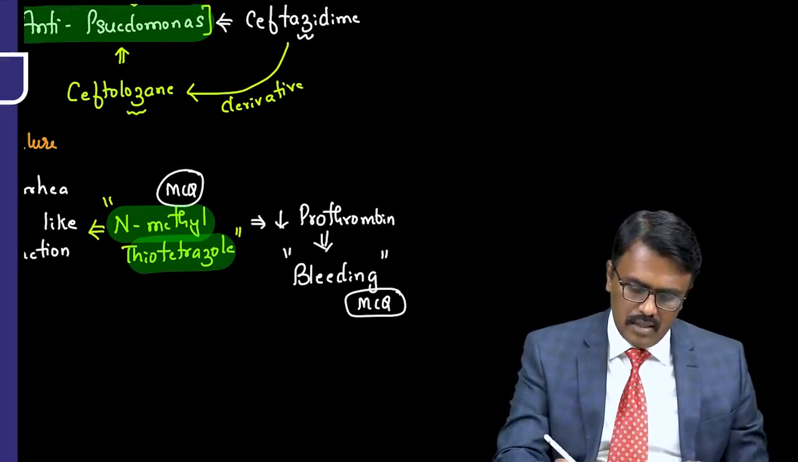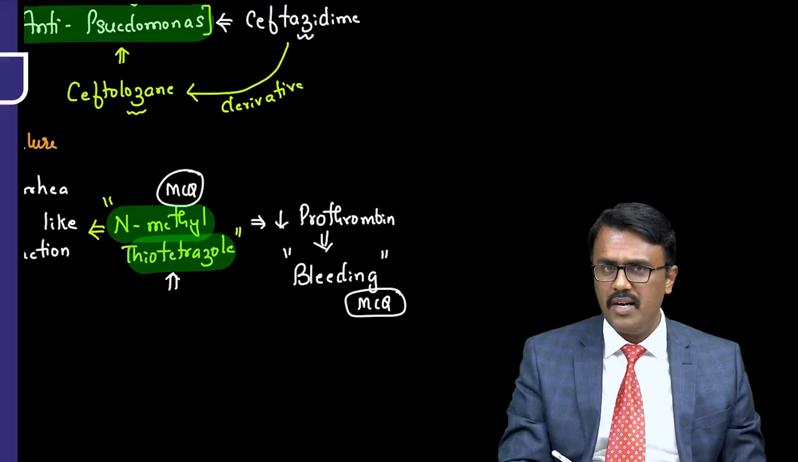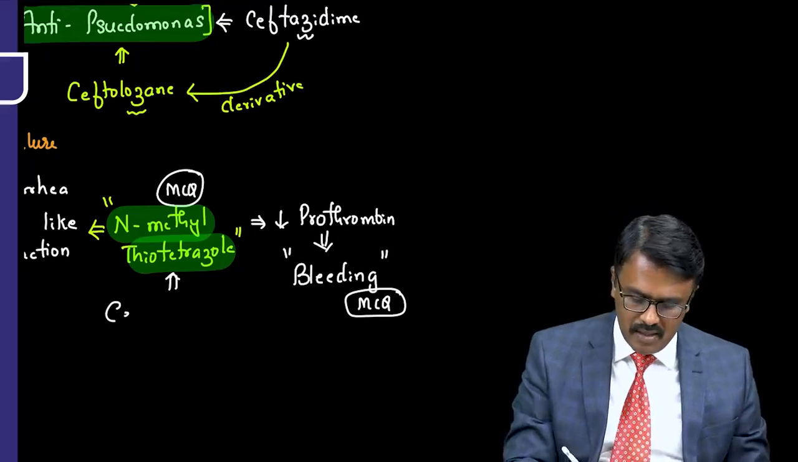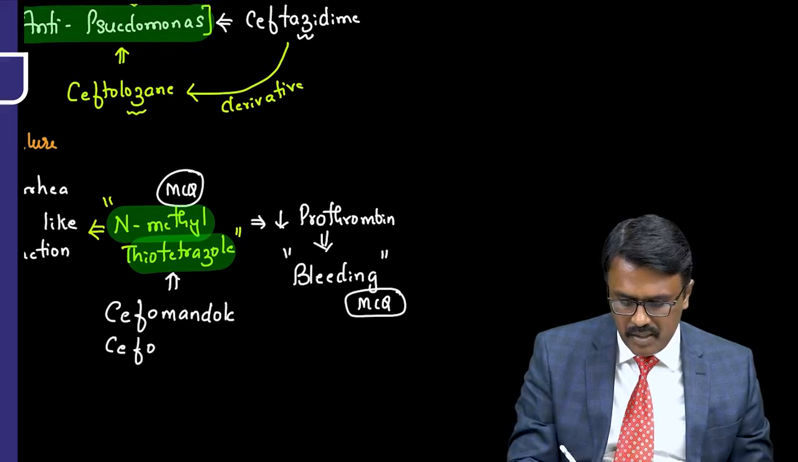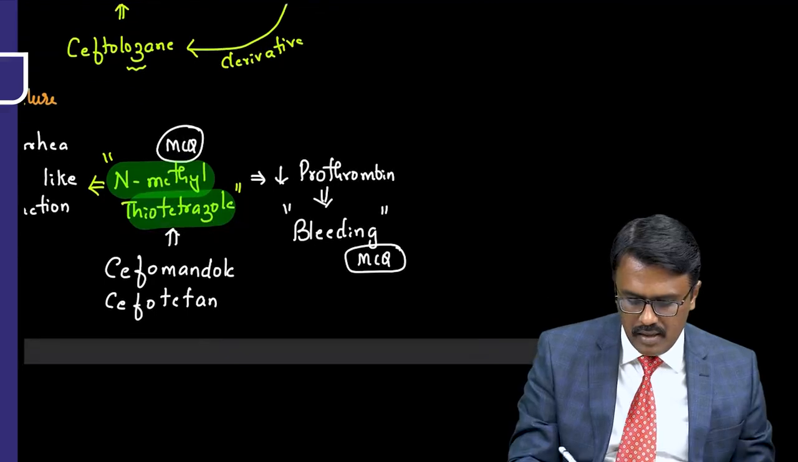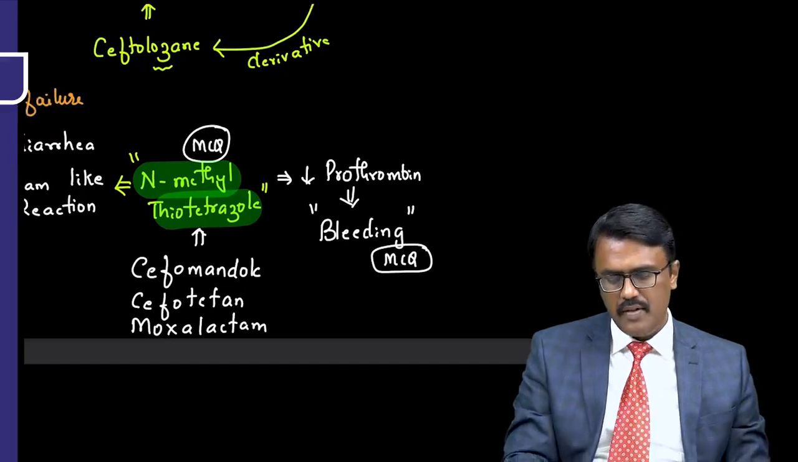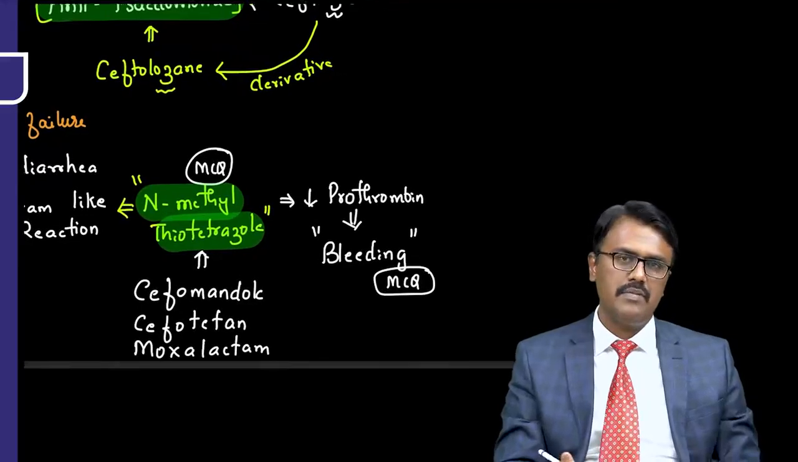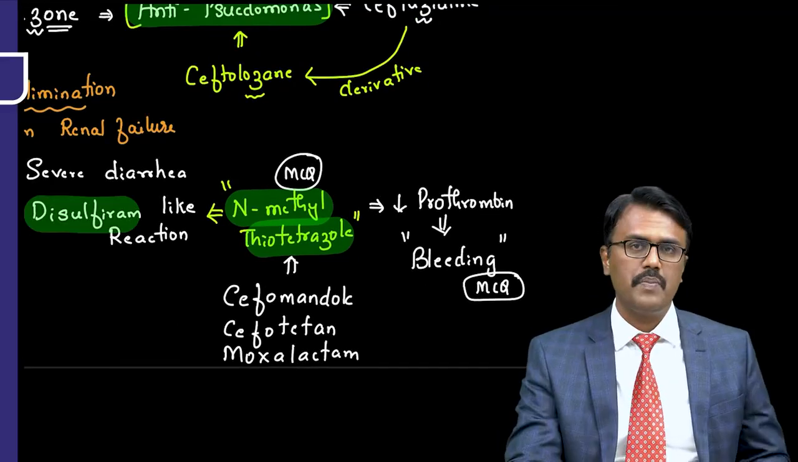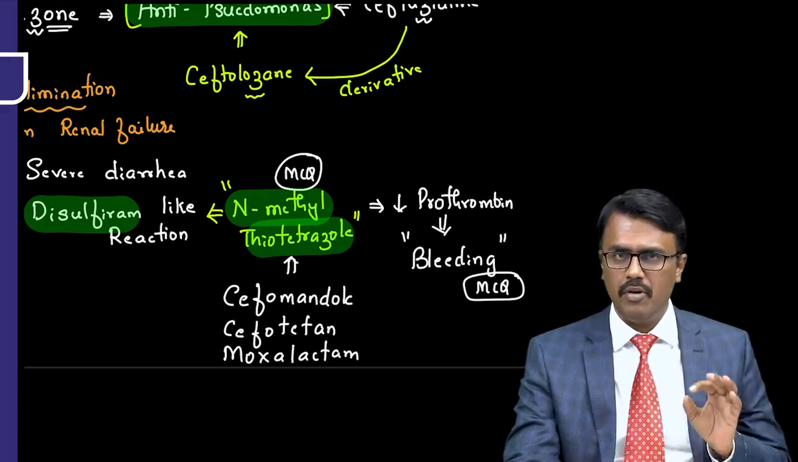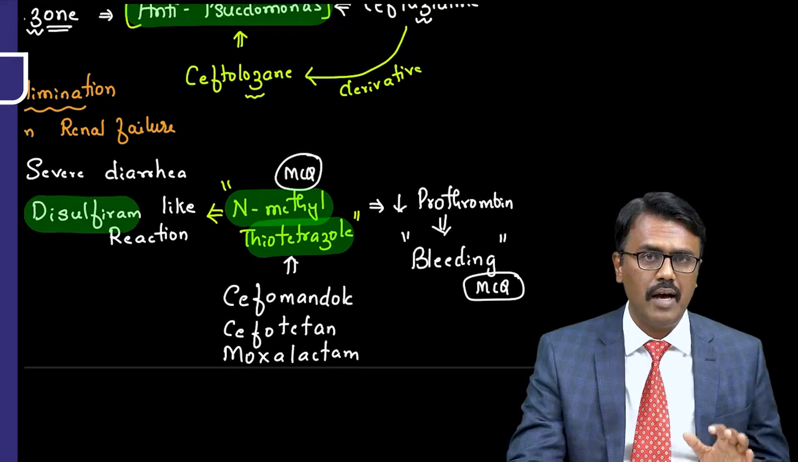You may ask, sir, what are the other drugs which have this structure and are responsible for disulfiram reaction and bleeding? They are nothing but cefamandole, cefotetan, and one older drug, moxalactam. They all have the N-methyl thiotetrazole in their structure, and they can cause disulfiram-like reaction and bleeding risk. So a patient who has already consumed alcohol, and these drugs are given, or a patient is already on the drugs and he takes alcohol, he is going to have a disulfiram-like reaction.